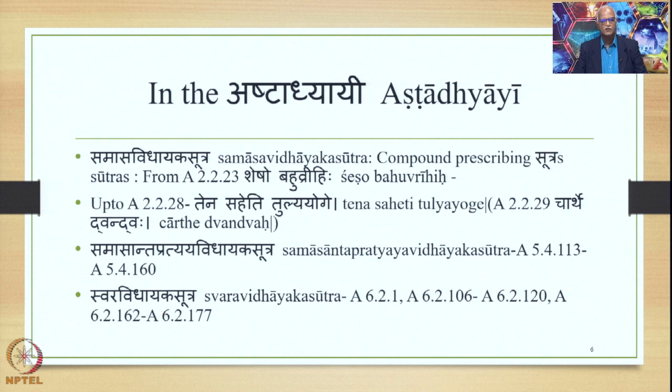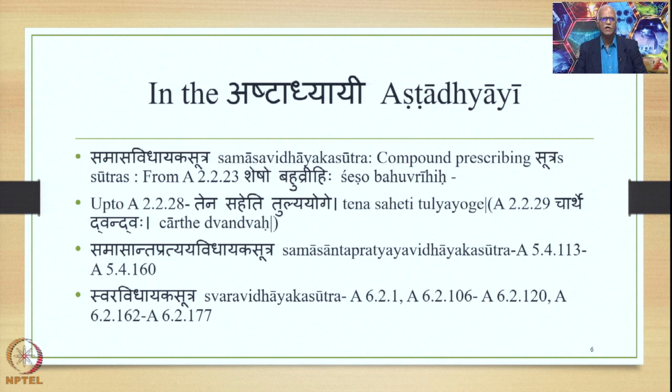The Samasa Anta Pratyayas are stated in 5.4, beginning with samāsantāha 5.4.68. Now the samāsanta pratyaya vidhayaka sutras, as far as the bahuvrīhi samāsa is concerned, are grouped in the section 5.4.113 onwards up to 5.4.160. This is a very big section, and the peculiarity of this big section is that not all the sutras prescribe the samāsanta pratyaya as such. Some of the sutras prescribe the samāsanta ādesha, which we shall delineate in the process of studying the bahuvrīhi samāsa.